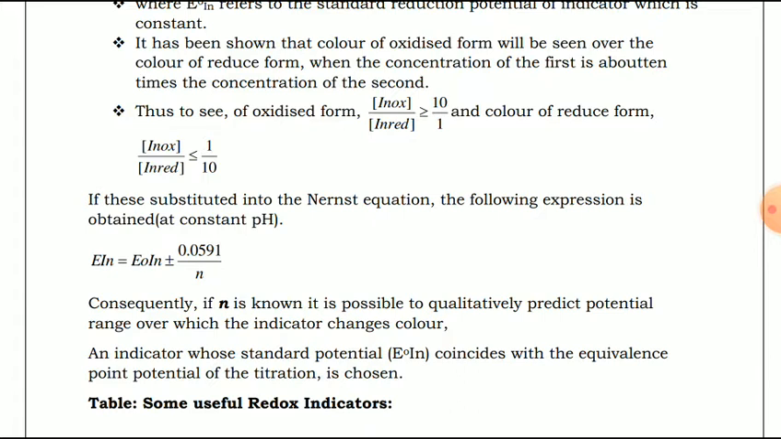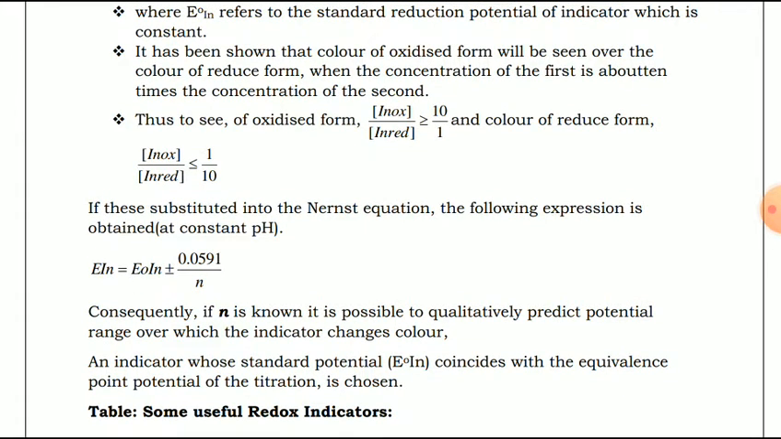We have seen the theory about the redox indicator. When the concentration of the oxidized form of the indicator is greater than 10 times that of the reduced form, it will show the original color, or we can say color first. But when the concentration of the reduced form is greater than 10 times that of the oxidized form, it will show color second. That is the main theory behind this.